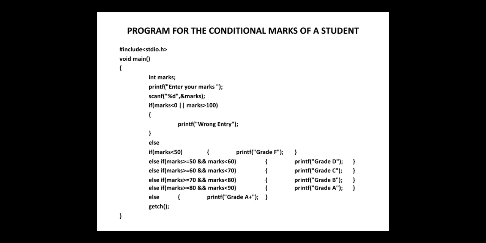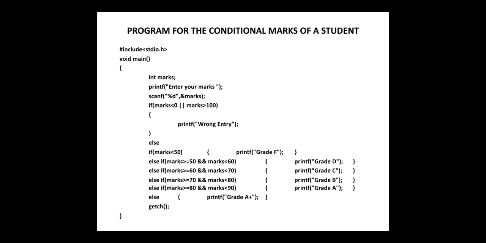Or else we are going to write these conditions. That is, first, if marks less than 50, then I am going to print the grade of fail. Else, if the marks is within the range of 50 to 60, that is marks greater than or equal to 50, and marks less than 60, then printing the grade as D. Else, if the marks is greater than or equal to 60 and the marks less than 70, within the range of 60 to 70, then the grade is C.